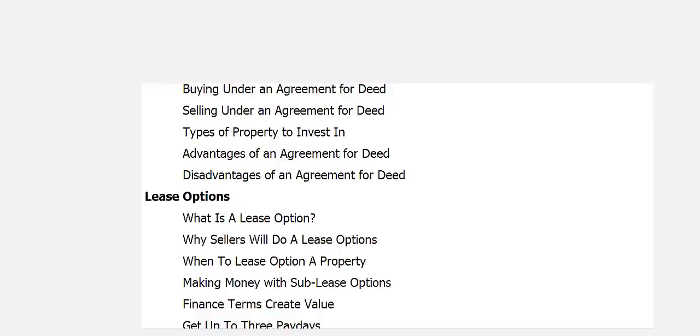And then we get into lease options. What is a lease with option? Why sellers will do a lease option. When to do a lease option.